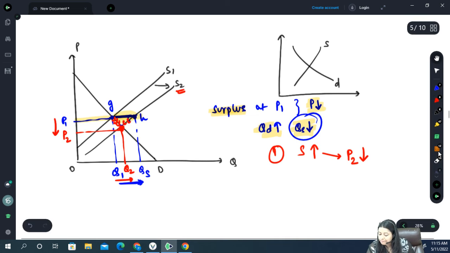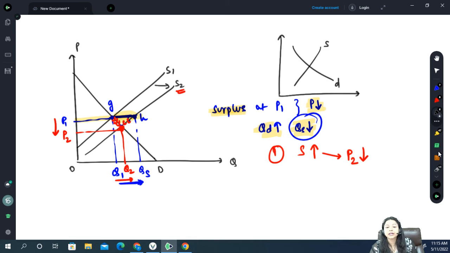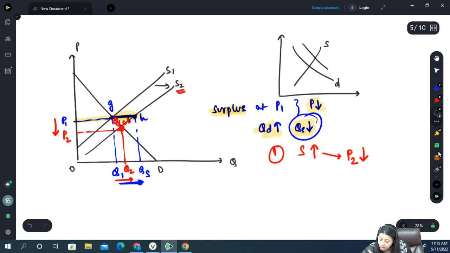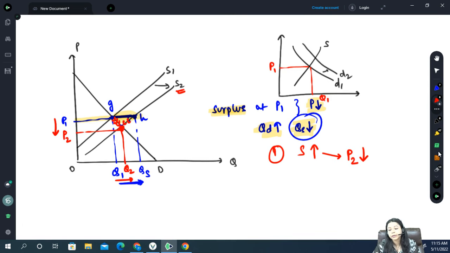Now just wait for one minute. For example, just look at the smaller graph which I have made. Suddenly people are using bicycles a lot because of COVID. Everyone is using bicycles. They have become very health conscious, so their demand for bicycle insurance policies has increased a lot. And now my D1 has shifted to D2. I hope this graph is visible. Now here, the price P1 and Q1 was my equilibrium, right?